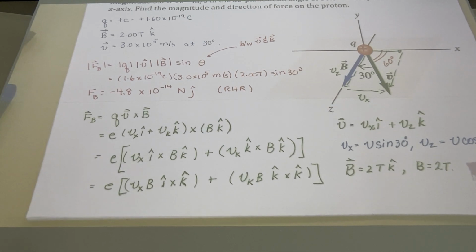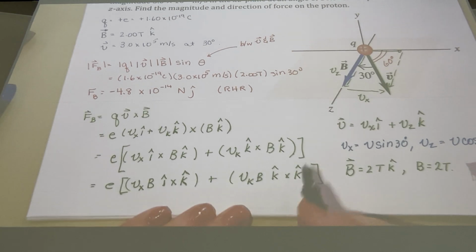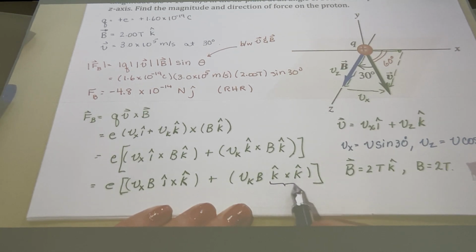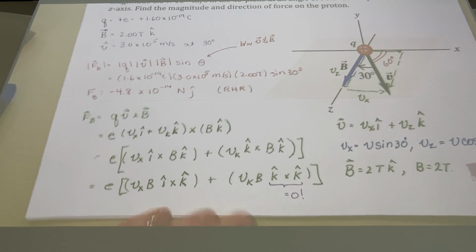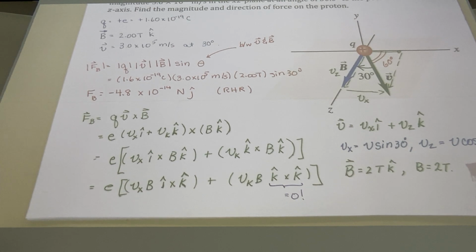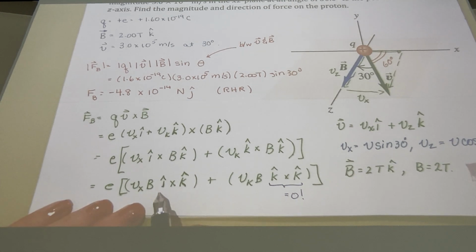So let's look at what we have in our equation now. k cross k, that's 0. So you can't do something cross itself. Two parallel things with a cross product is equal to 0. i cross k, that's minus j.